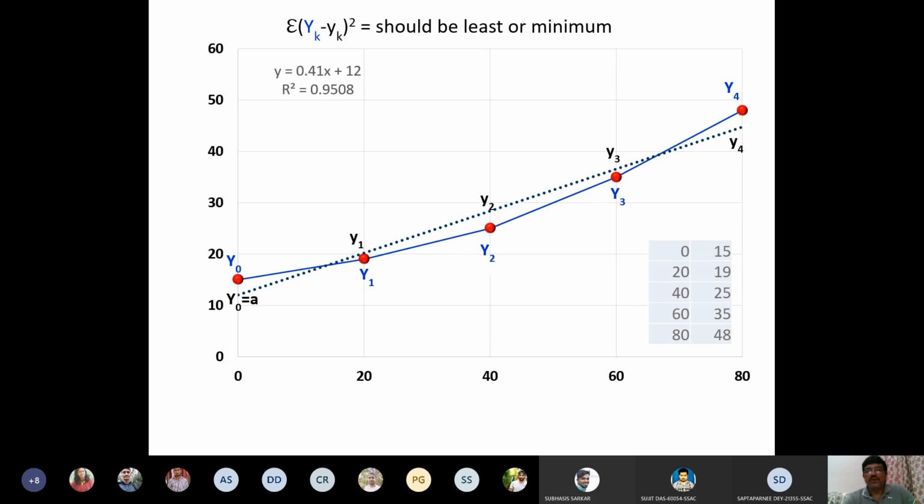So you can see on the top, summation capital Y minus small y, whole square. This is the difference between observed data and predicted data, the data which is represented by the hypothetical line. You square it and take the total of individual data, individual pair, and then the total should be minimum. And this is my best fit line.